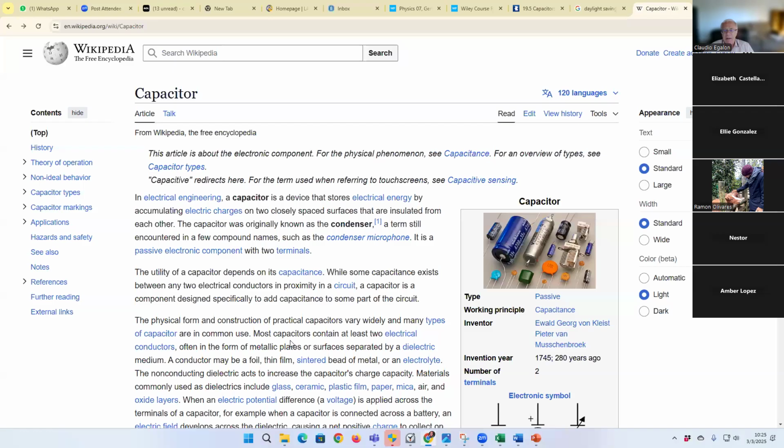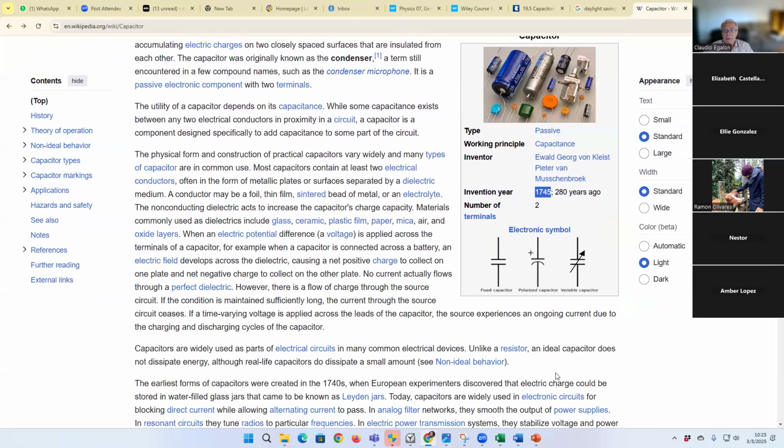And they are very inexpensive. You can buy those things for 10 cents, depending on the capacitor. It was invented in 1745. The guy that invented it didn't get the Nobel Prize at that time because there was no Nobel Prize yet. The guy that came up with the Nobel Prize had not even been born.